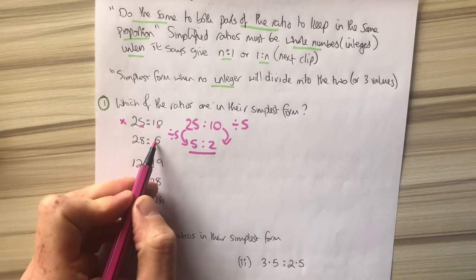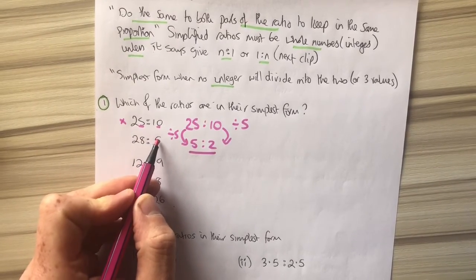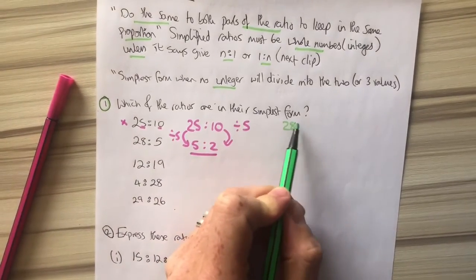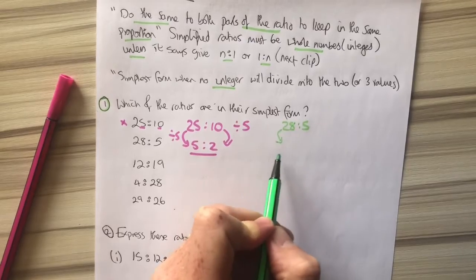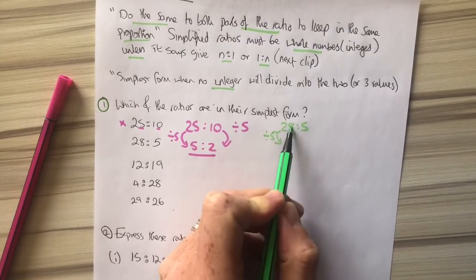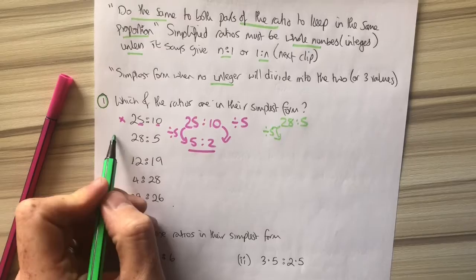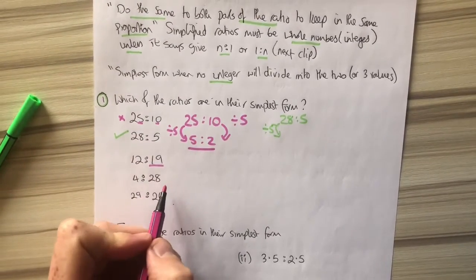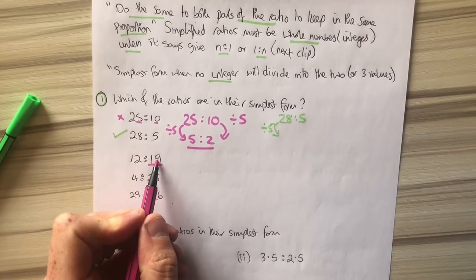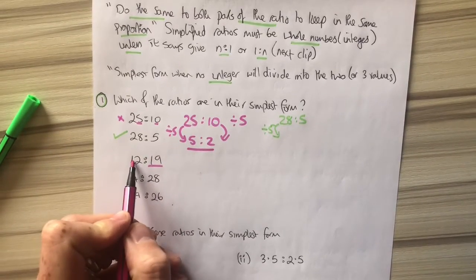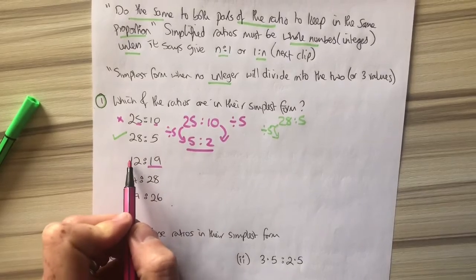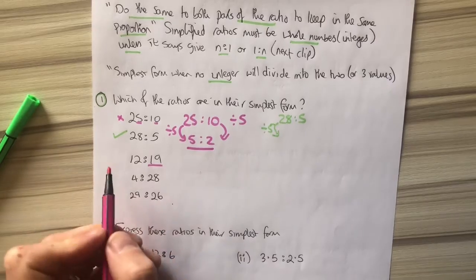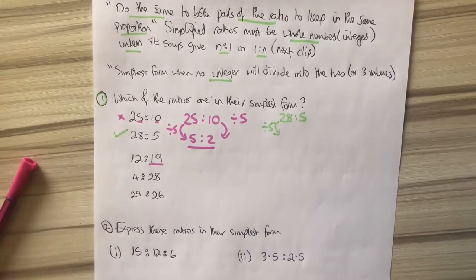Next one. So try, does 5 go into 28? Well, let's try. If I do 28 to 5, does 5 go in? No, it doesn't, because it doesn't end in 5 or 0. So that one is in its simplest form. Next one. 19 is a prime number. There's nothing else that goes into 19 apart from 1 and 19. So therefore there's going to be no number that goes into 12 as well. Remember 1, if 1 goes into both, that'll keep it as 12 to 19. So is that in its simplest form? Yes, it is.